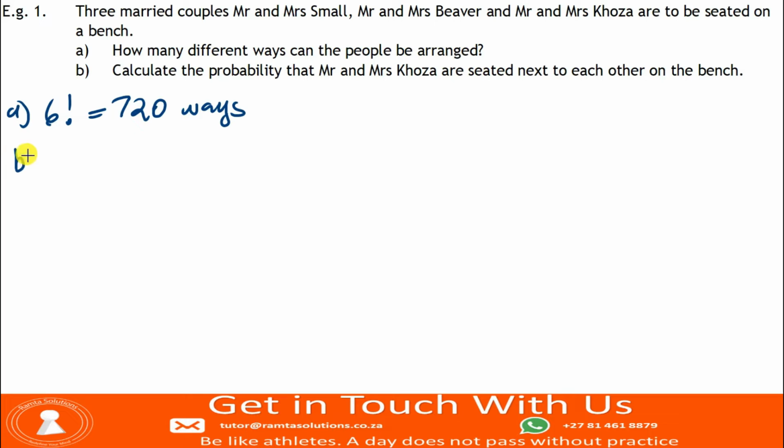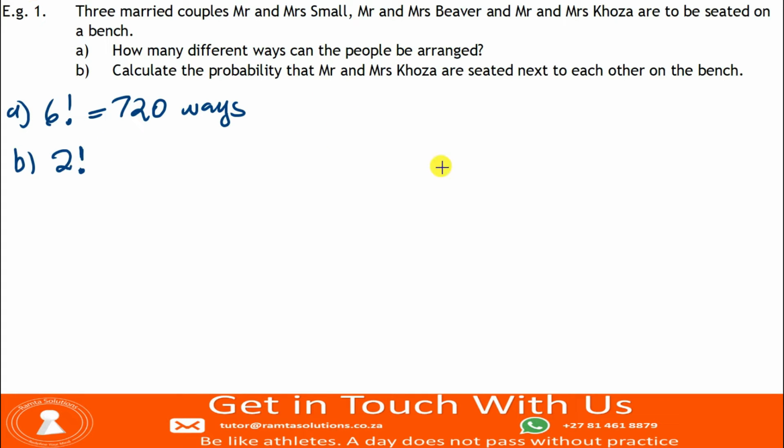Okay, now question B, calculate the probability that Mr. and Mrs. Koza are seated next to each other on the bench. Pay attention, this question only wants you to arrange Mr. and Mrs. Koza. How do you arrange them? Mr. could sit on the left, or Mrs. could sit on the left. Mr. could sit on the right, or Mrs. could sit on the right. So there are two ways in which they can sit. So for this question, we have two factorial ways of seating the couple.